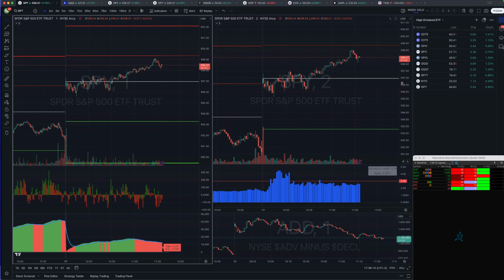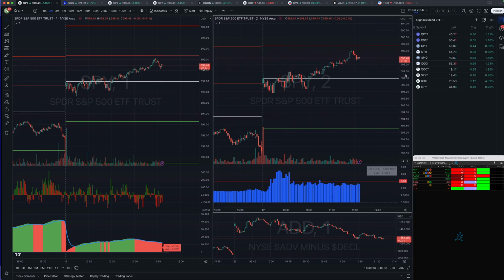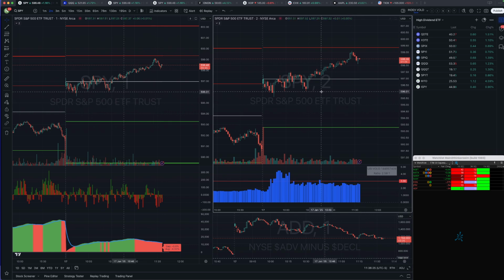And the way I've done that is by using this internals setup that I have right now. This is a SPY 1 minute and a SPY 2 minute chart. And below the SPY 2 minute chart, right down in here, I have, if I can find my drawing tool here real quick, there it is. This is the VOLD indicator, okay?